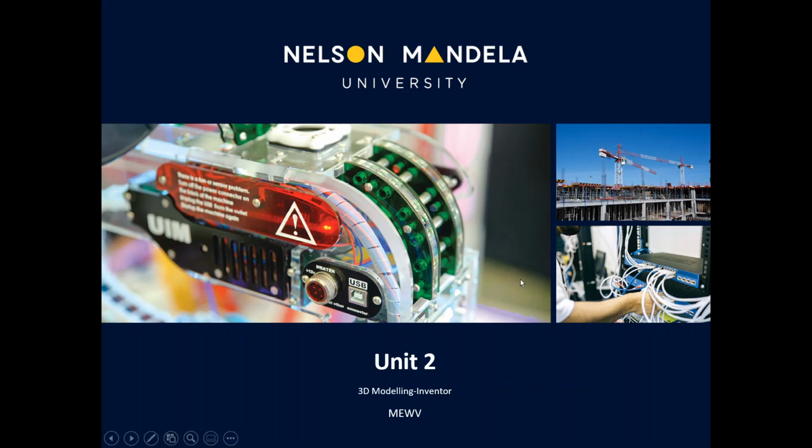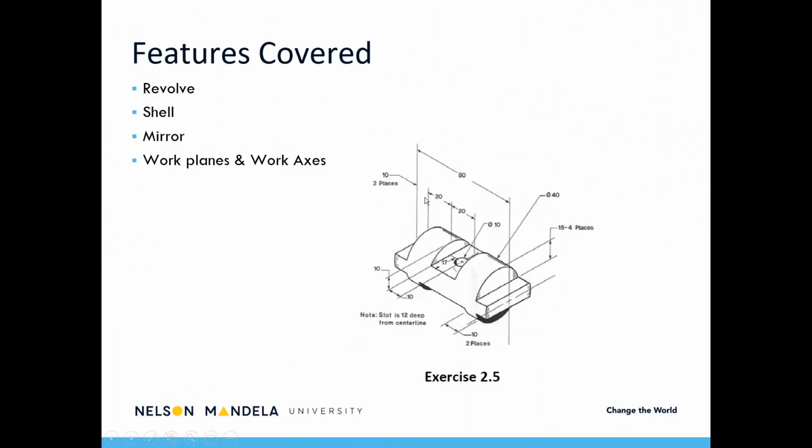Hello guys, this is the second video in unit 2. We're still doing 3D modeling. So the features we're going to cover in this video are these: the revolve, the shell, the mirror, and the work planes. So we'll make use of this example, which is exercise 2.5 from your slides. This example will be able to show 3 of these features except the shell one.